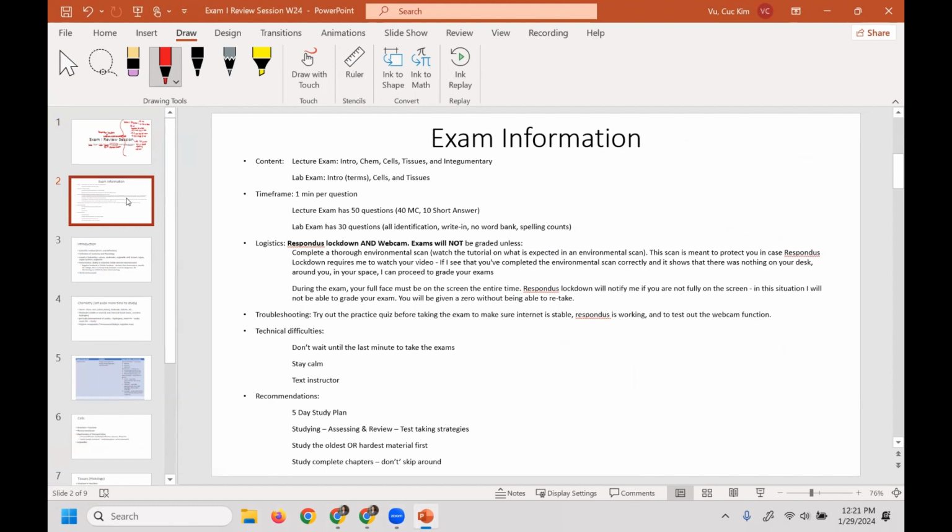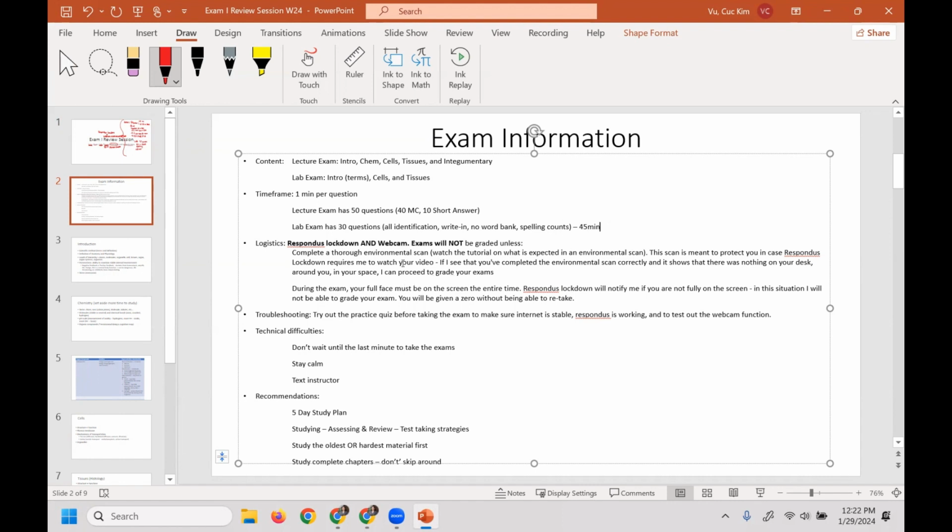So kind of going through the same thing, but here you'll have it in writing. The content lecture exam is going to be on intro, chem, cells, tissues, and intake. The lab exam will cover the intro, the terms, the slides of the cells and the slides of the tissues. Time frame: previously it was 1 minute for your lecture exam, but we changed that. Now you have 45 minutes.